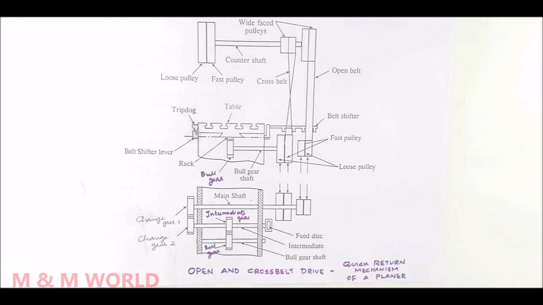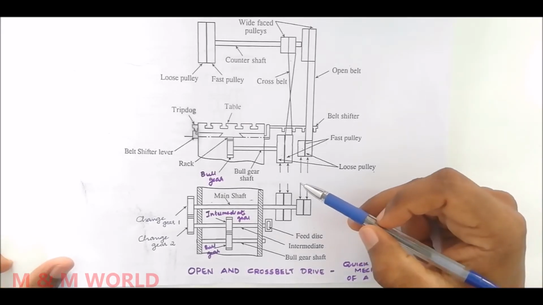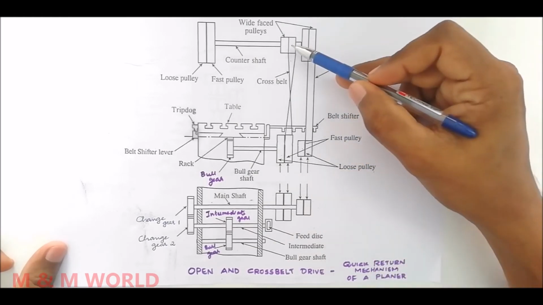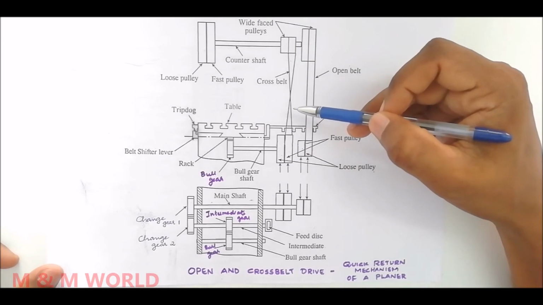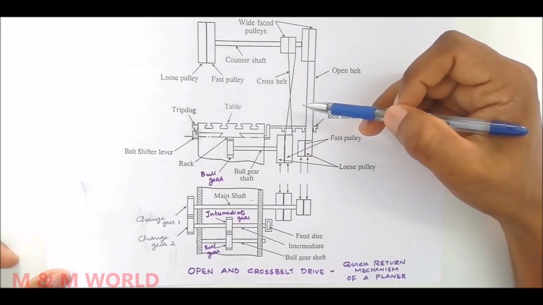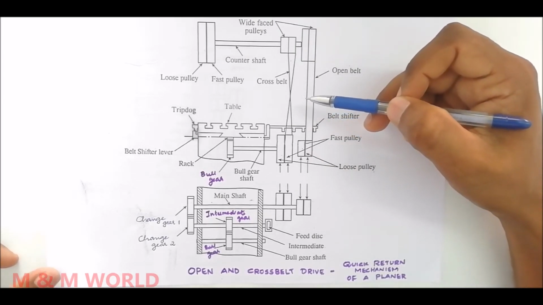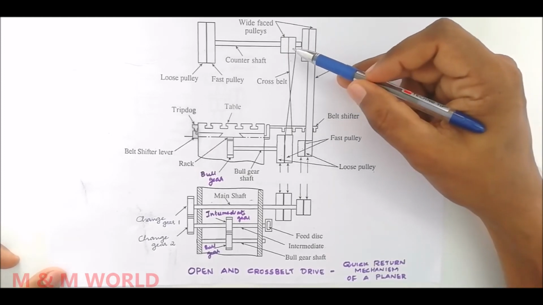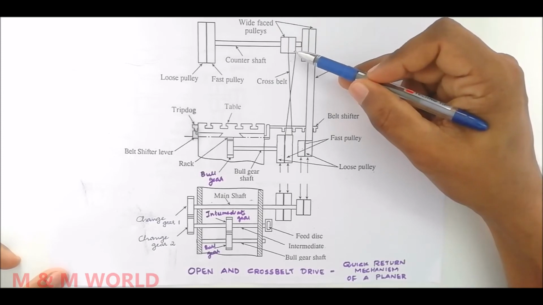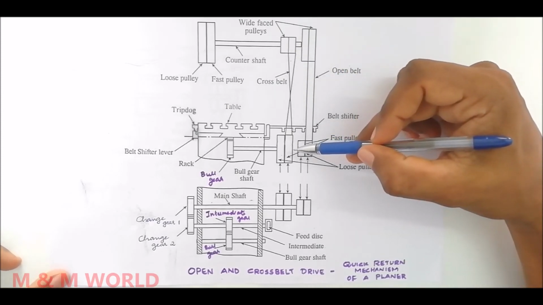During the cutting stroke, greater power and less speed is required. So the cross belt, having a greater arc of contact on these two pulleys, is used to drive the table on the cutting stroke. The greater arc of contact of the belt gives greater power, and the speed is reduced as the belt connects from the smaller pulley to the larger pulley.